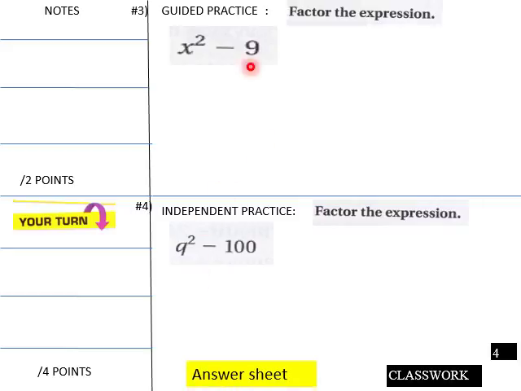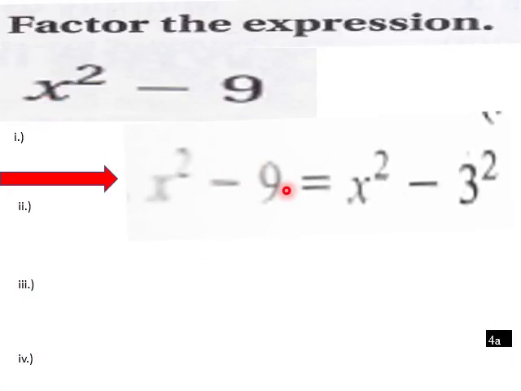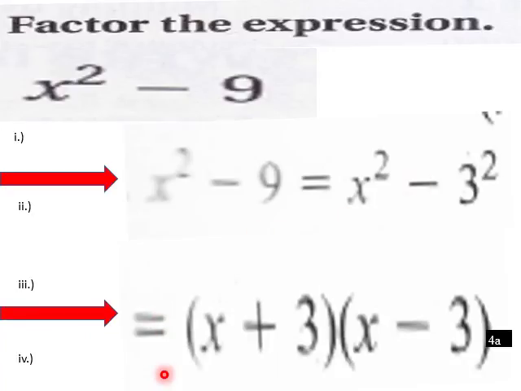Okay, let's see if we can factor x squared minus 9 now. Students, this is yours here, so pay attention. We have x squared minus 9, which is the same thing as x squared minus 3 squared. We have a difference of two squares. So it would be x plus 3, x minus 3, our pattern for a difference of two squares.